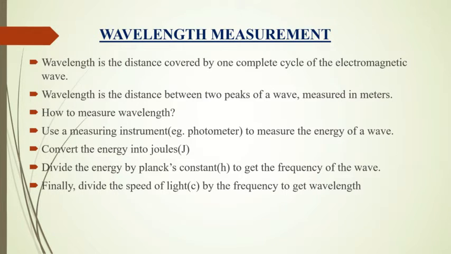Similarly, we shall have the same procedure with wavelength. We shall know what wavelength is, how to measure it, the various instruments we need, and then get to know the drawbacks of each instrument. So with wavelength, the definition is the distance covered by one complete cycle of the electromagnetic wave.